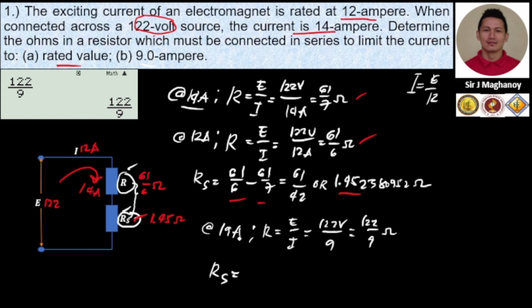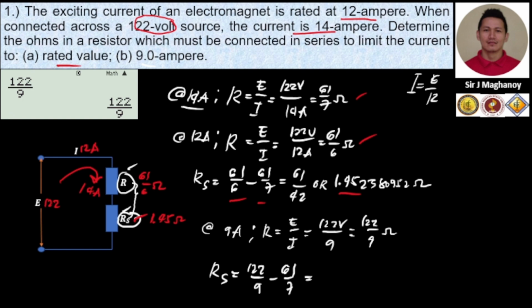Okay, so the same process: your RS, the value of your series resistance, is equal to the value at the current of 9 ampere. So that is 122 over 9 minus the value of your actual resistance at 14 ampere, the actual current, which is 61 over 7.